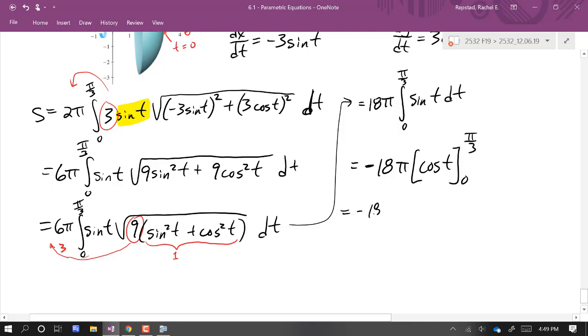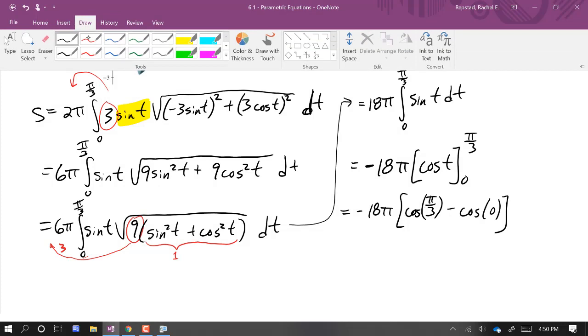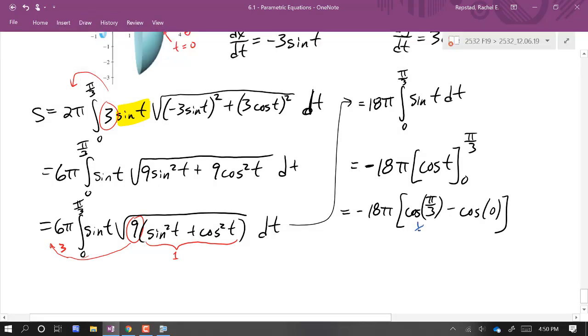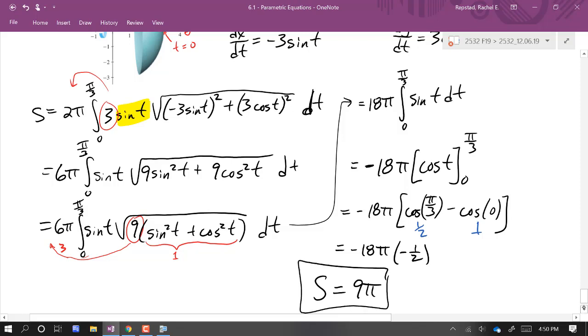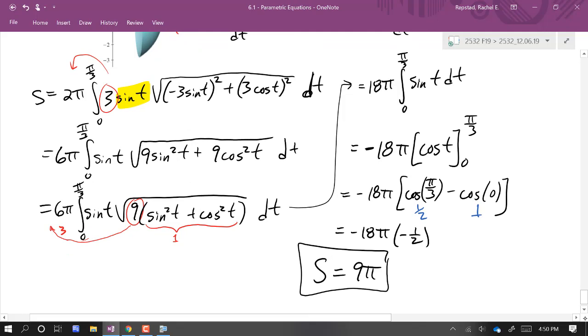And this isn't too bad. Cosine pi over 3 minus cosine of 0. Cosine pi over 3 is a half. Cosine of 0 is 1. So we've got negative 18 pi times negative a half, and that gives us 9 pi for the surface area. Always end on one that's not too hard.